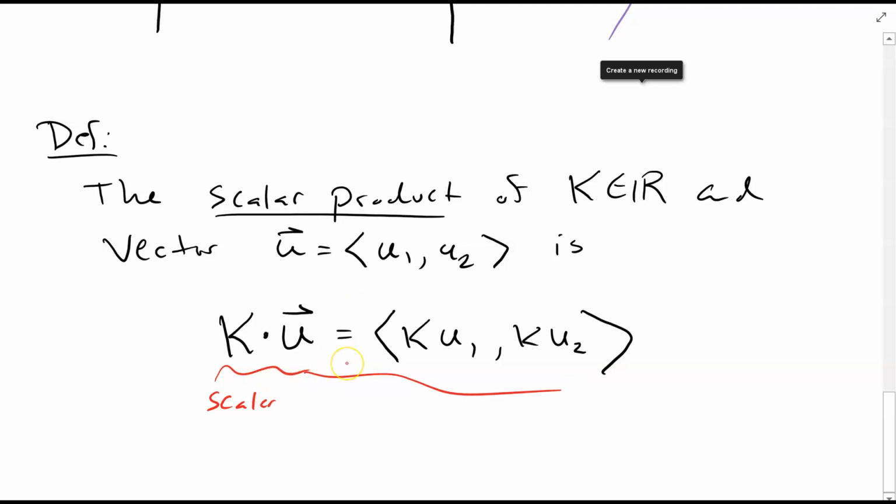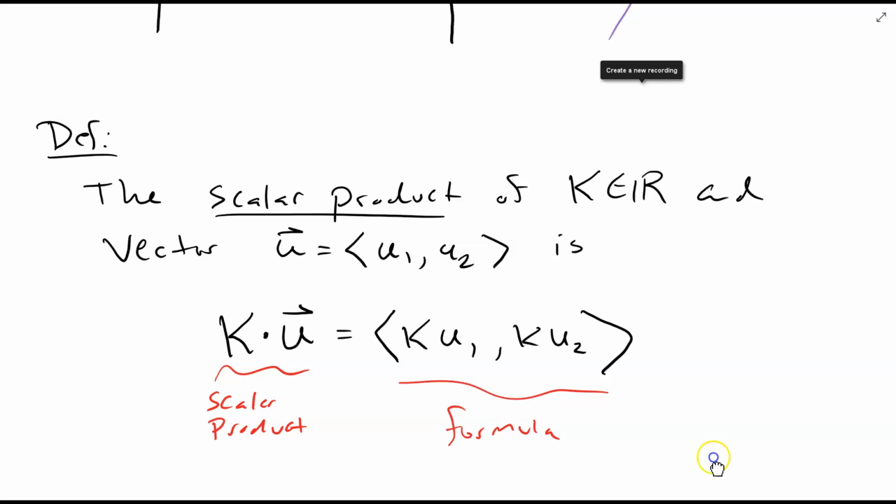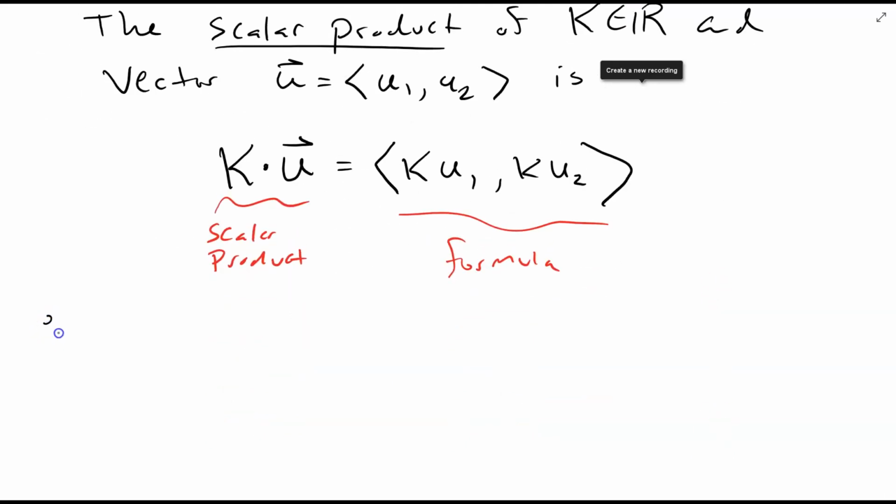So k times the vector u is a scalar product. That's what we mean. So it's a scalar times a vector. And this formula here is how we compute that, which is really easy, right? I just multiply the scalar to each component in my vector, and that's it. So let's do a couple of examples.